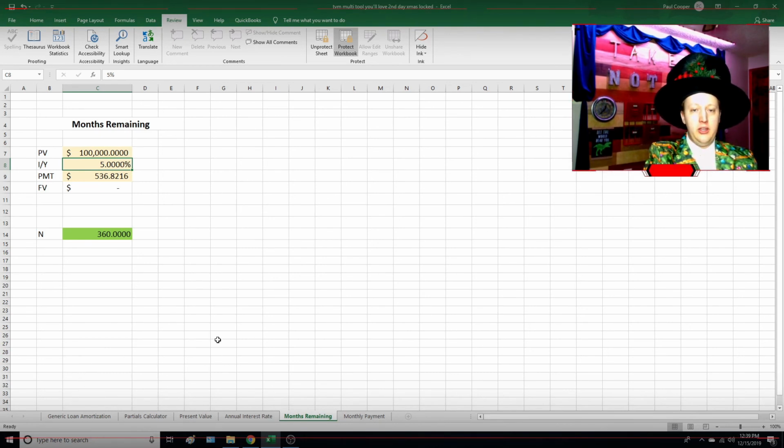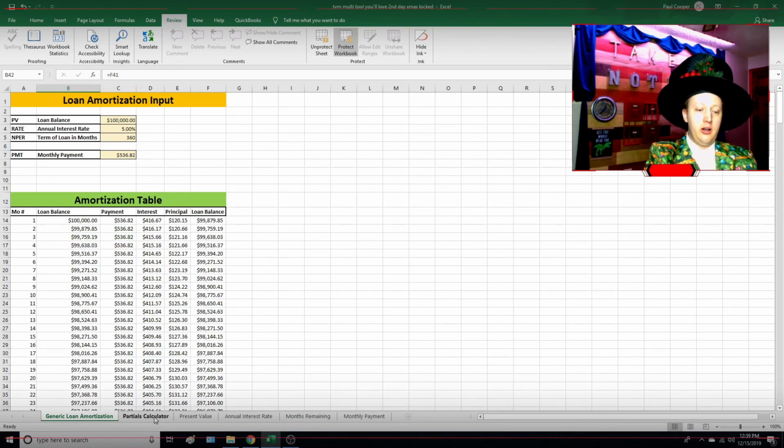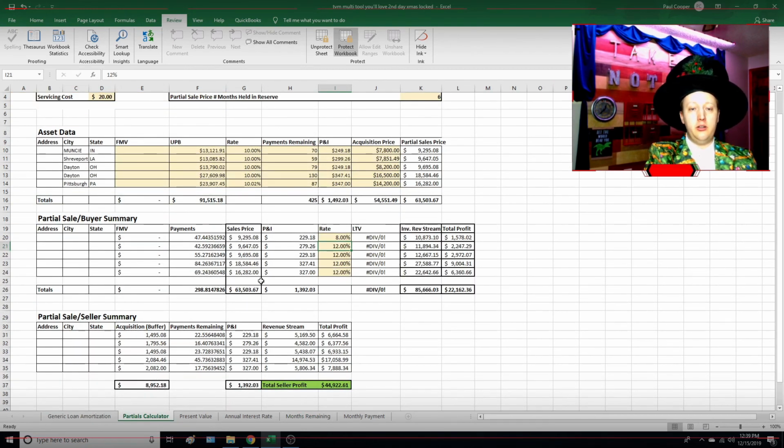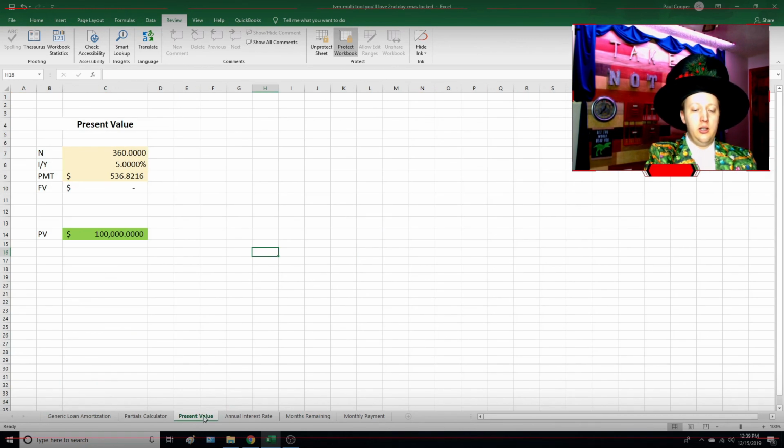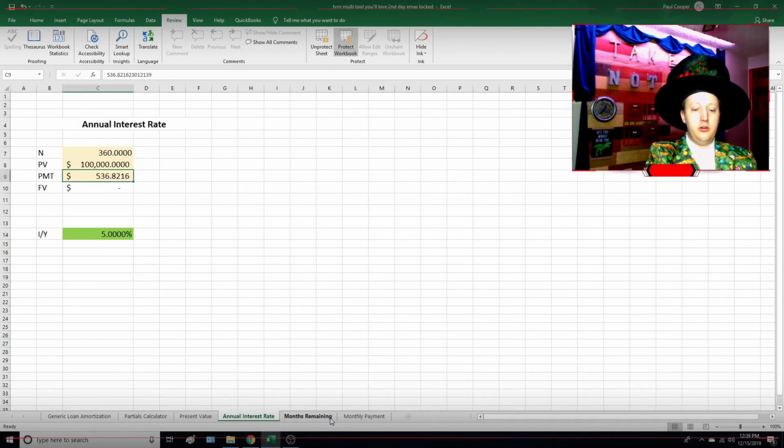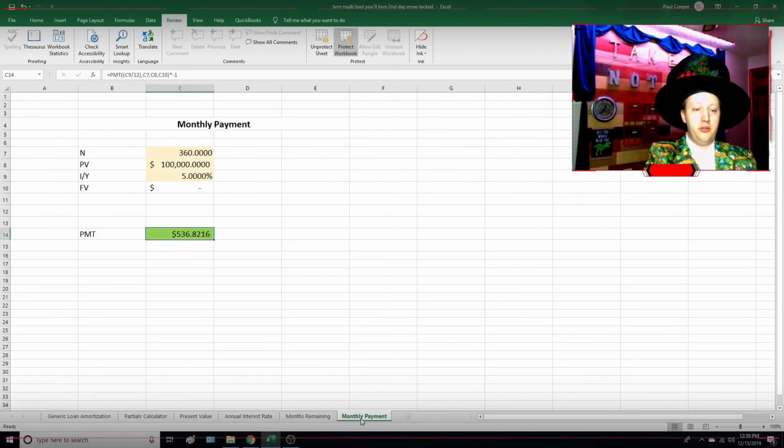So this is a way that you can do a lot of the calculations that you need just in one workbook. Each spreadsheet does a different calculation for you. So you've got your generic loan amortization, your partial calculator, which I will do more videos on, and then the present value, annual interest rate, months remaining, and monthly payment. Pretty straightforward, basic calculator, really just the partials that's a little bit odd.